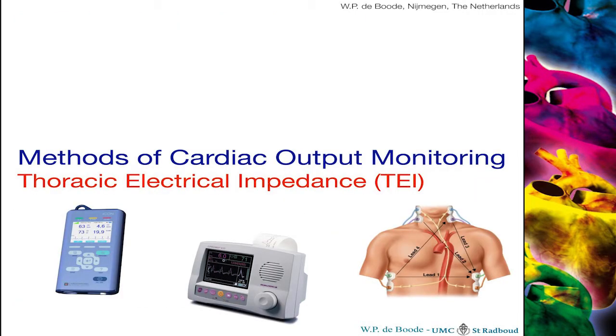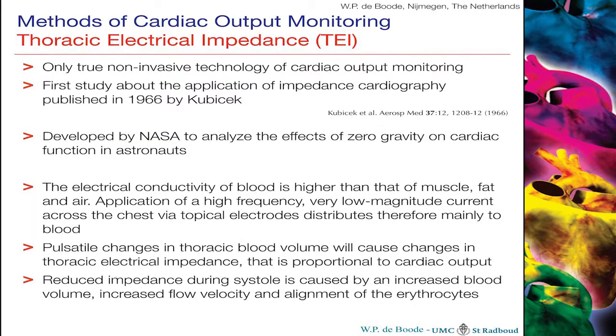Then that brings us to the thoracic electrical impedance, and that's very, very interesting, because this is the only true non-invasive technology of cardiac output monitoring. And it was already published in 1966, and it was developed by NASA to analyze cardiac output function under zero gravity. And it is known that the electric conductivity of blood is higher than that of muscle, fat, and air. And when you apply a high frequency, low magnitude current across the chest, you can measure that through the electrodes, and it distributes mainly to the blood.